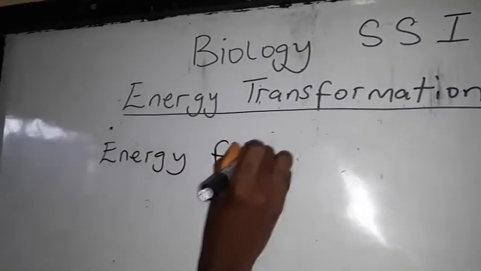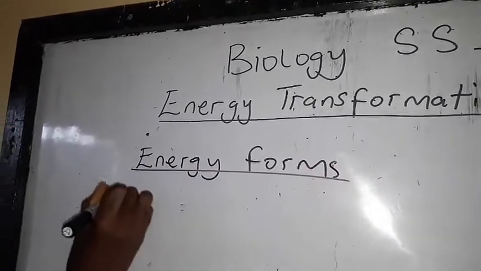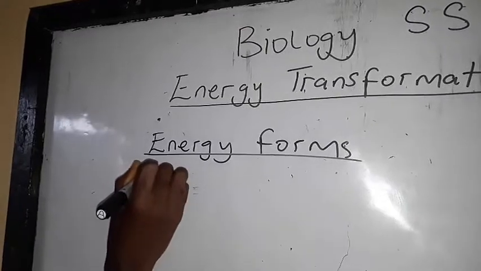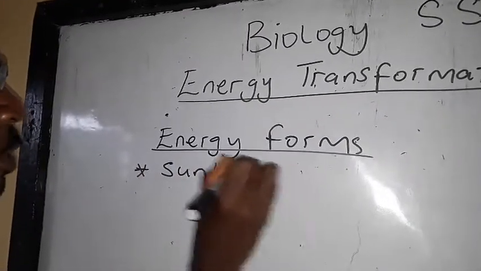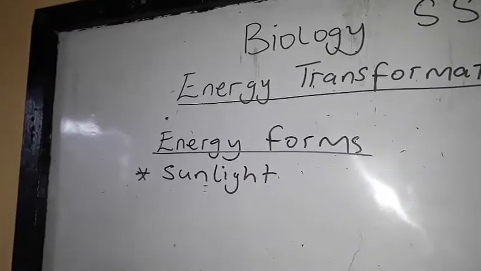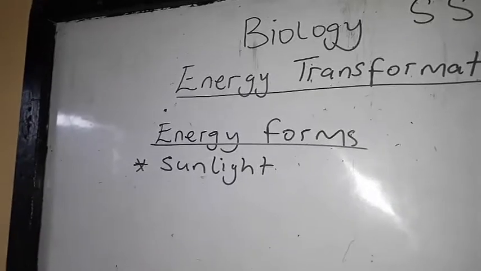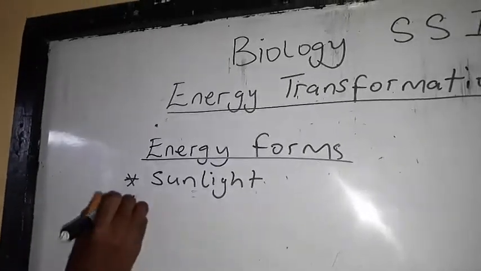What are the forms of energy? Energy can come in various forms in nature. For example, the ultimate form where energy can be seen is through the sunlight. Sunlight happens to be the ultimate source of energy. Every living thing derives their energy from the sunlight. And we have other forms of energy.